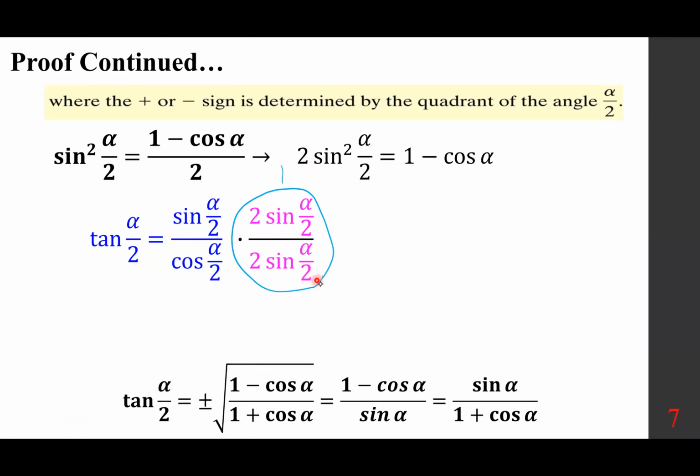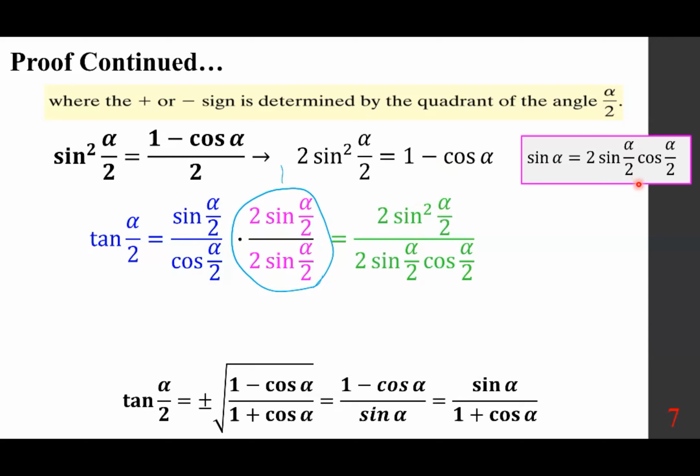So the top becomes 2 sine squared alpha over 2, and the bottom becomes 2 sine alpha over 2 cosine alpha over 2. As you know, this one is 1 minus cosine alpha. This one is sine of alpha. You remember sine of 2 alpha? Sine of alpha is 2 sine alpha over 2 cosine of alpha over 2. Because sine of 2 alpha is 2 sine alpha cosine alpha. And so we proved it's 1 minus cosine alpha over sine alpha. We proved that. In this case, you don't have to worry about plus minus.